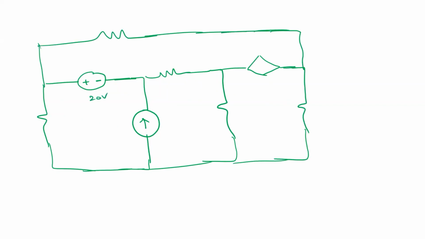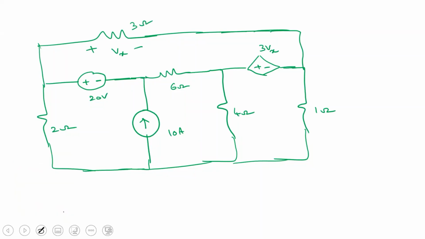This is 20 volts, this is 2 ohm, this is 10 ampere, this is 6 ohm, and this is 4 ohm. We have a plus minus source, 3 Vx. This is 1 ohm, this is 3 ohm, and this is your Vx. For this problem, find the current through all the branches, all the resistors.